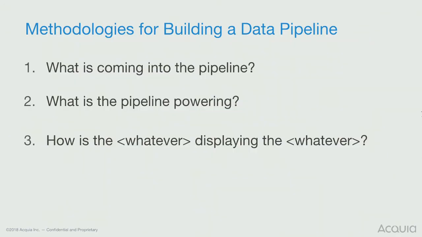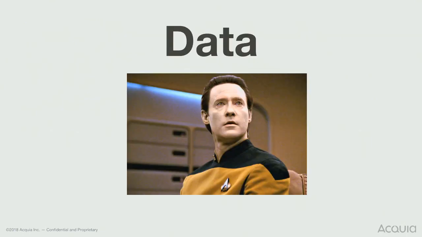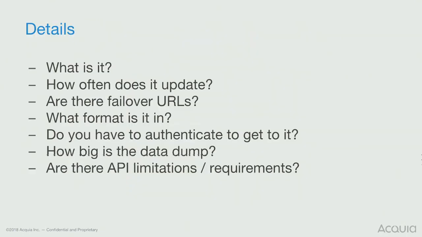So architecturally, there are three big questions that you should consider and spend some time with before anything else happens, right? You want to think about what's coming in to the pipeline. What is the pipeline powering, or where is that data going on the other side? And how is whatever you're getting going to be displaying whatever you're showing? So let's start with that first question and talk a little bit about data.